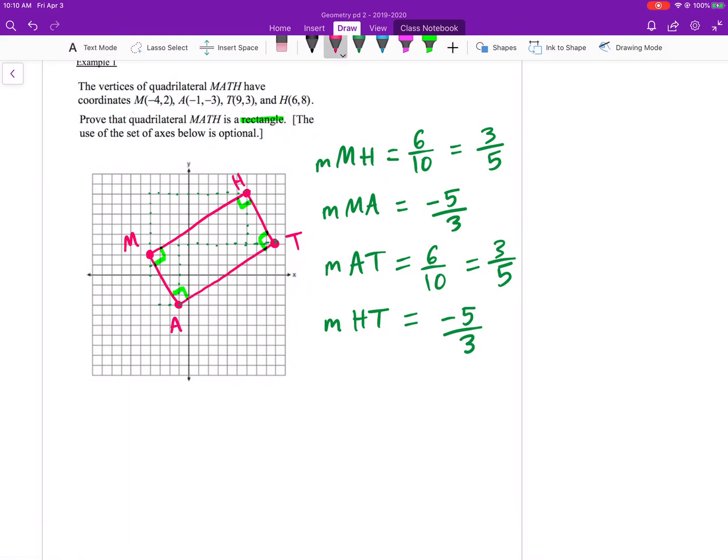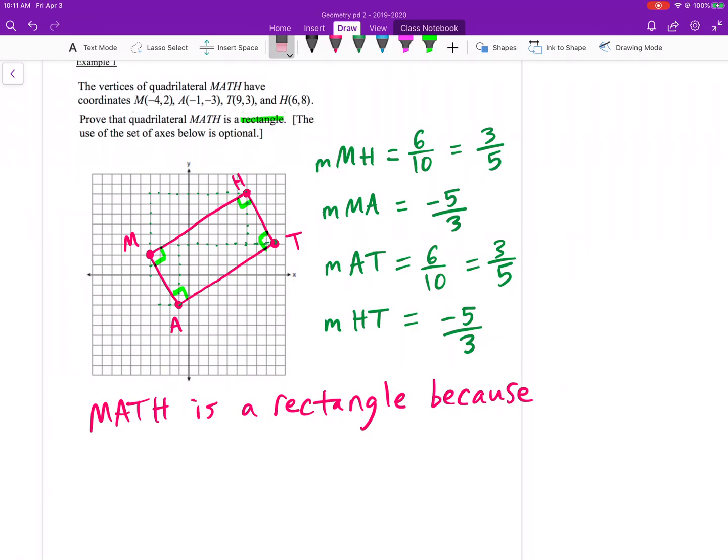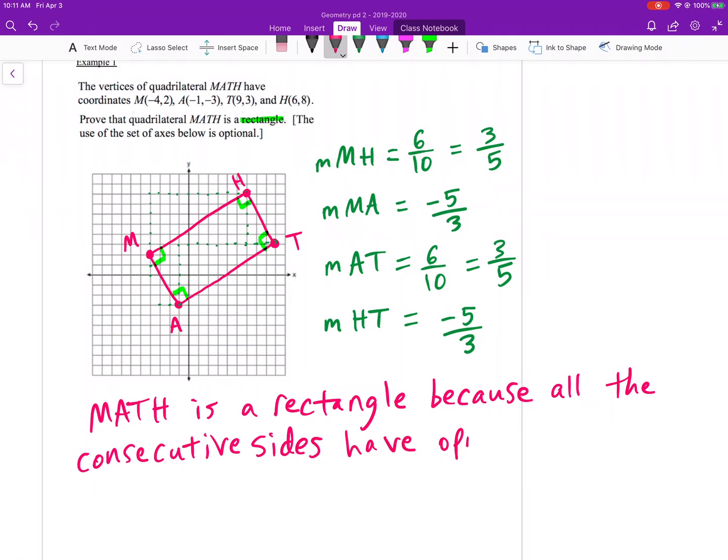So, quadrilateral MATH is a rectangle because all the consecutive sides. All right, and once again, consecutive sides, what is that? The sides right next to each other. All the consecutive sides have opposite reciprocal slopes.